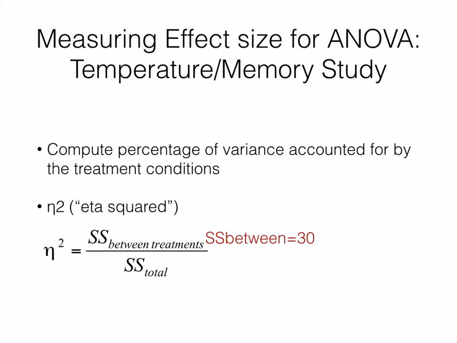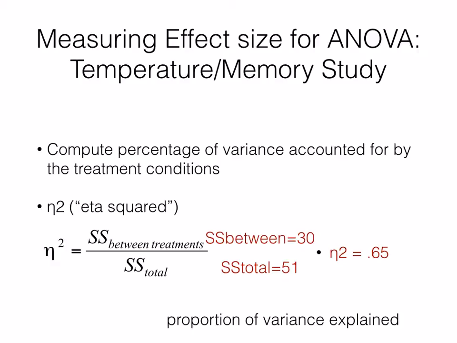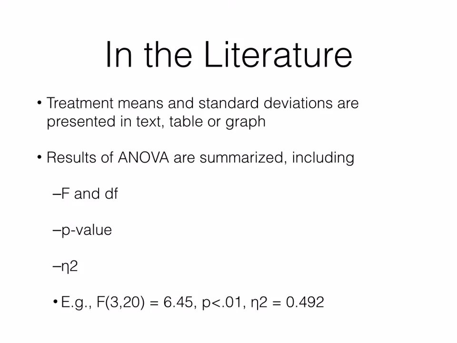Another example, the temperature memory study, which is an example for you to work through today. We have sums of squared between, sums of squared total. We have eta squared at 0.65. Again, this is the proportion of variance explained. We're going to be using these in our F statements.